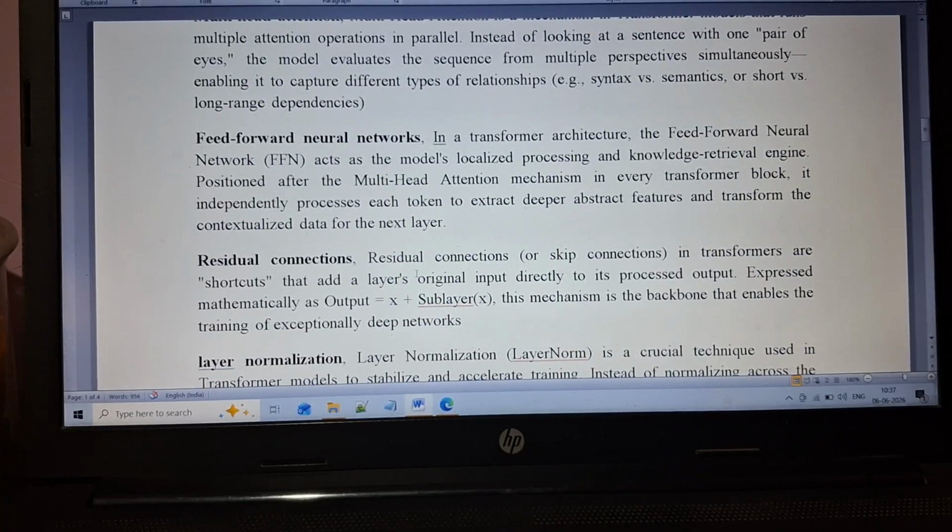Feed forward neural network. In a transformer architecture, the feed forward neural network acts as a localized processing and knowledge retrieval engine. It is positioned after the multi-head attention mechanism in every transformer block. It independently processes each token to extract deeper abstract features and transform the contextualized data for the next layer.